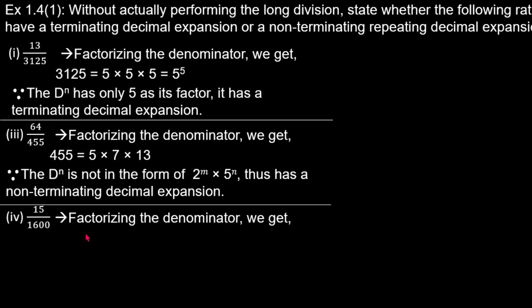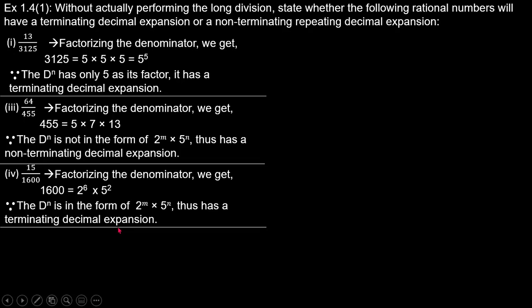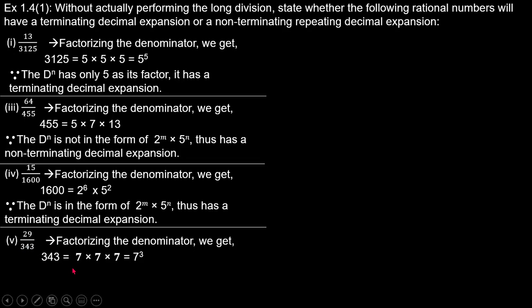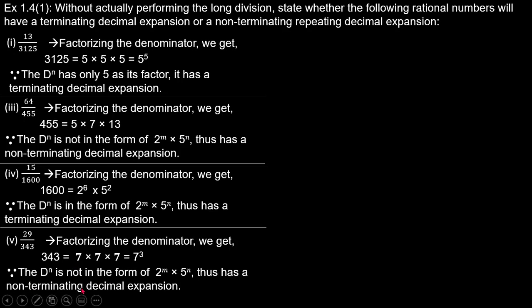One more example, 1600. Let's factorize 1600. So if you factorize it, you will get this. This you can do in rough always, okay? Go on dividing with 2 and 5 and see how many multiples of them you get and then arrange them. So definitely it is case 1, that is, it is terminating decimal expansion. Next, 29 by 343. 343 cannot be divided by 2, it cannot be divided by 5. So this is definitely case 2. Case 2 means non-terminating decimal expansion. Okay.